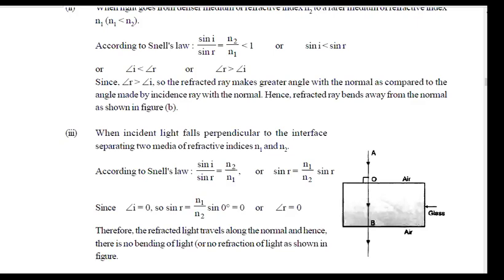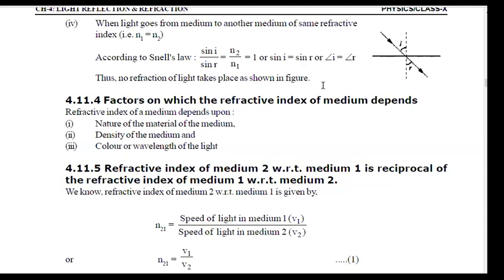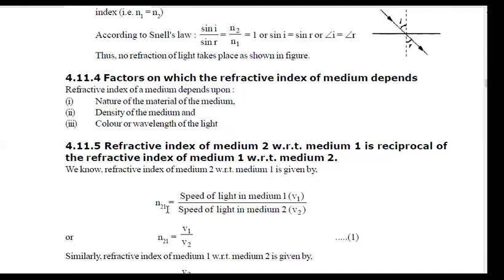Then we studied the factors on which refractive index of a medium depends. It depends on the material of the medium, density of the medium, and color or wavelength of light. The formula that we studied was refractive index is speed of light in medium one with respect to speed of light in medium two. Now tell me, is this the formula of relative refractive index or absolute refractive index? Relative, right? Very good, Maurya.